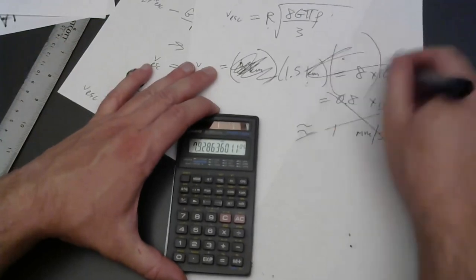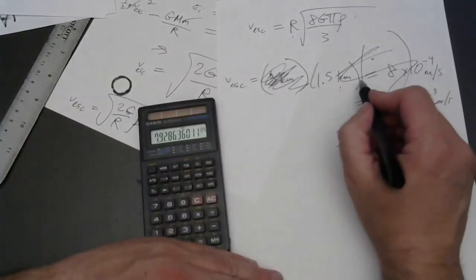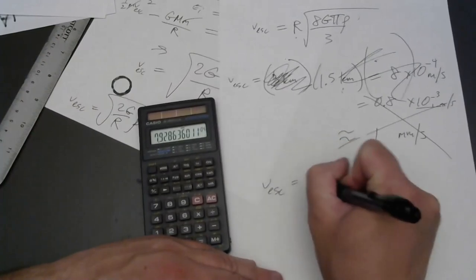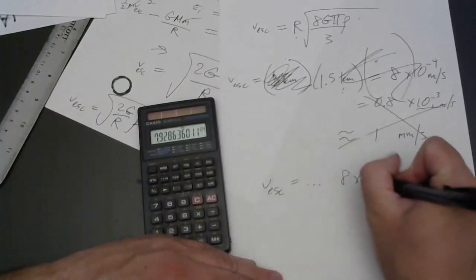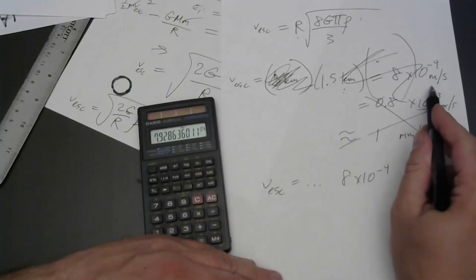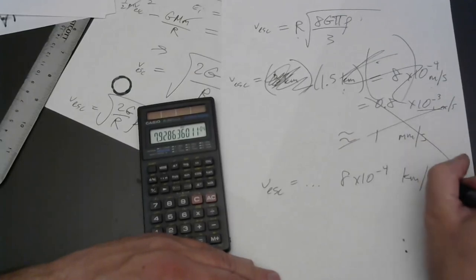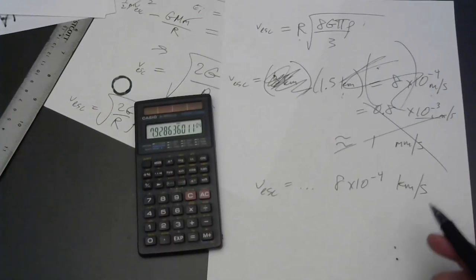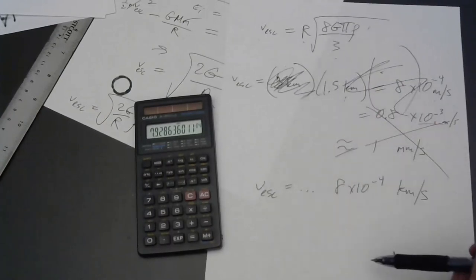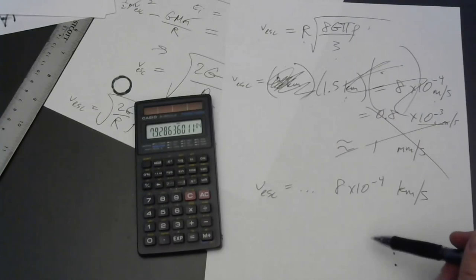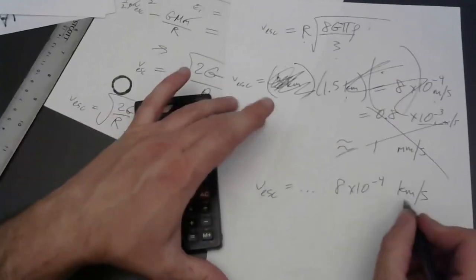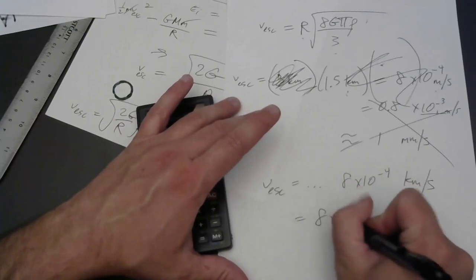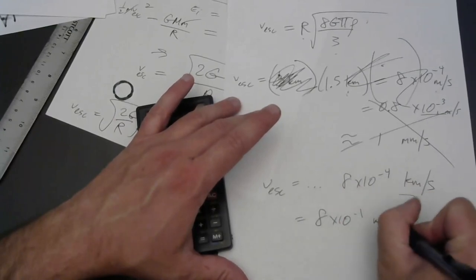I should have actually written all the numbers out. Let's just skip that and say V escape equals dot, dot, dot, 8 times 10 to the negative fourth. This was kilometers per second. See, there's the danger of using non-SI units. You can get confused. Okay, so if you plug all these numbers in SI, then you would actually get this many kilometers per second. Now I can convert kilometers to meters, multiply by 1,000, and that would make this 8 times 10 to the negative 1 meters per second.